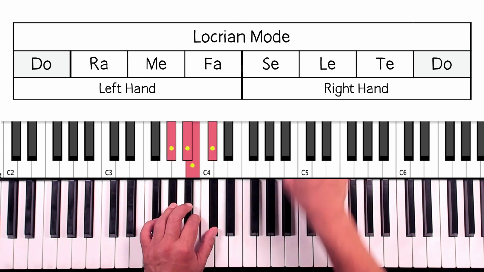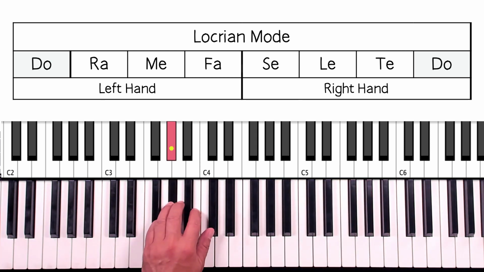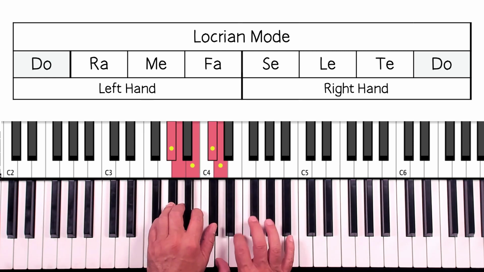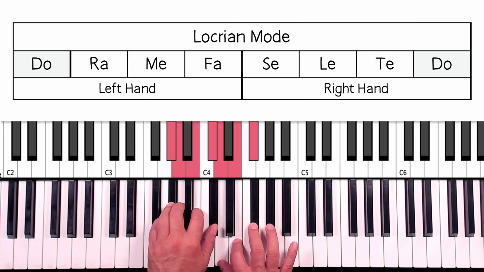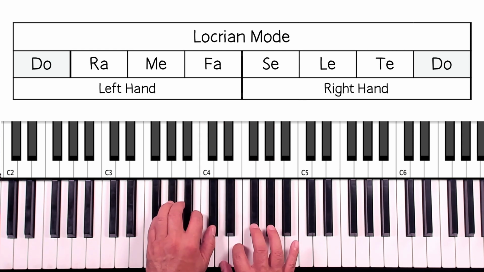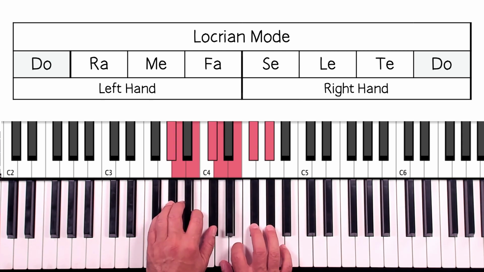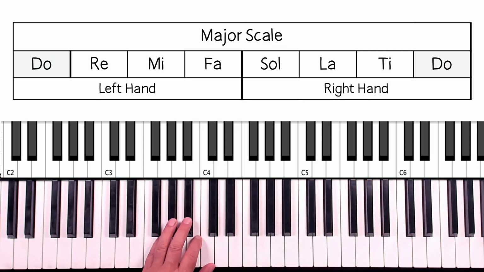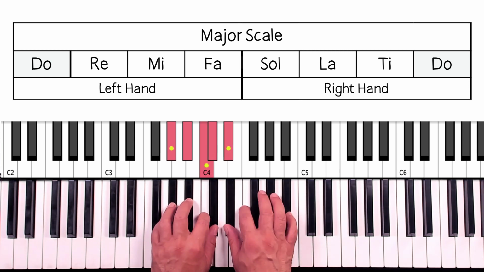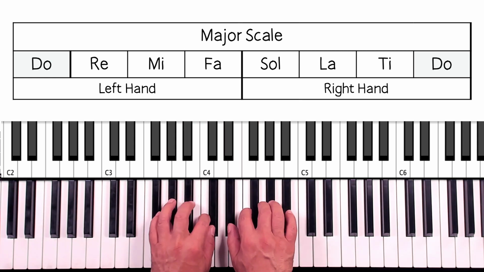Let's go to G sharp Locrian. Do, ra, mi, fa, si, la, ti, do. Together. And let's go back to A flat major. Do, re, mi, fa, sol, la, ti, do.